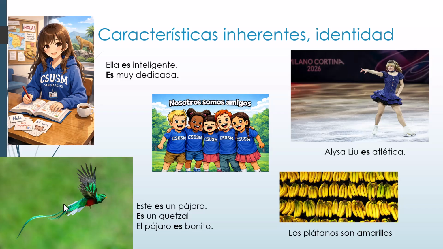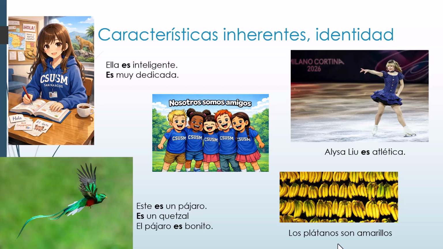Ese es un pájaro, right? That's just a statement of fact. That's what it is. It's a bird. Es un quetzal. That's the national bird of Guatemala. Yes, it is a real bird, even though it looks kind of imaginary. Looks a little bit like a Pokemon. Y el pájaro es bonito. Again, it's always pretty, right? That's just a characteristic of it. Even if this was an ugly quetzal, we would just say, oh, es bonito.